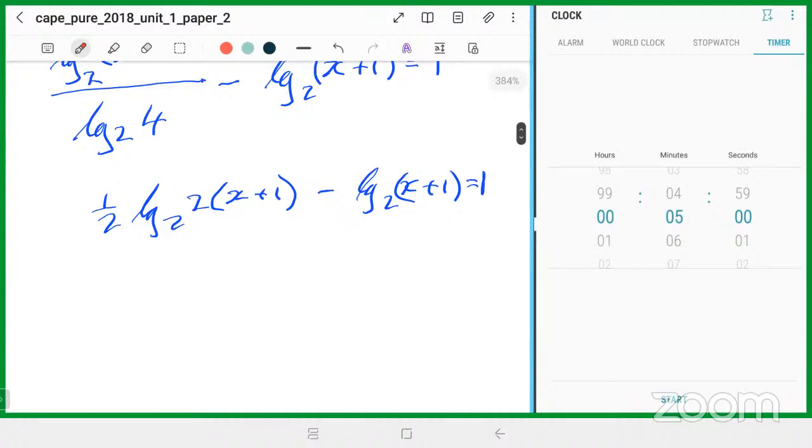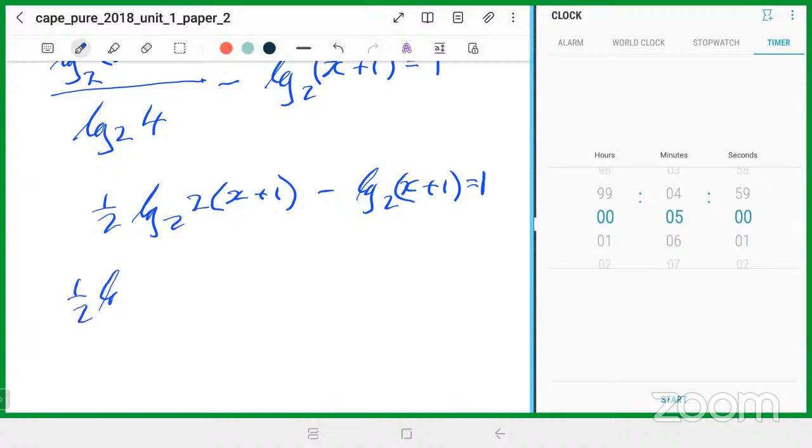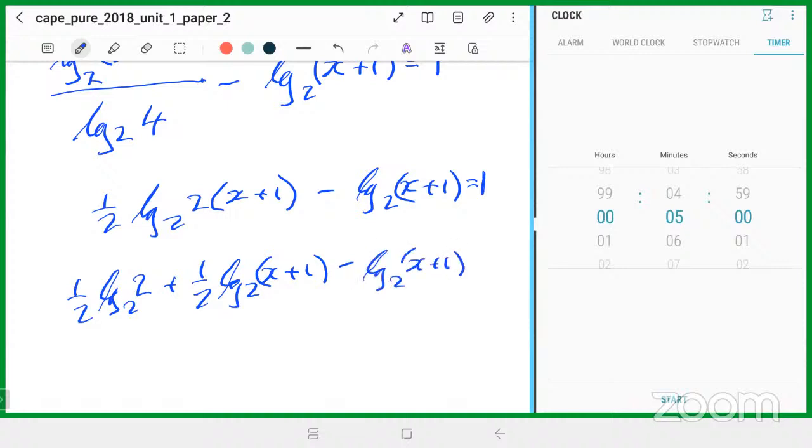So I'm going to break this out, so that I have half of this in them. Using the first law of logs, I'm breaking this into the sum of 2 logs. So I'm going to get half log of 2 base 2 plus half log base 2 of x plus 1, minus log base 2 of x plus 1 equals 1.